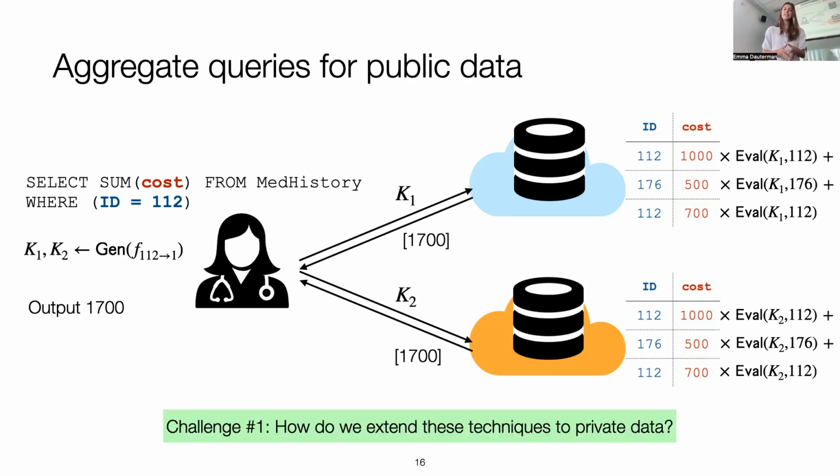The challenge here is how do we extend these techniques to private data? In function secret sharing, you need to pass the input directly to this eval routine. But in this case, we'd like to hide what the patient ID is from the server. Patient ID may not be a super sensitive field, but you could imagine wanting to query on other fields that are more sensitive. In that case, we'd like to keep this information private from the server. The problem is that we need to provide this value directly to this eval routine. So how can we get around this and actually use function secret sharing to query private data?